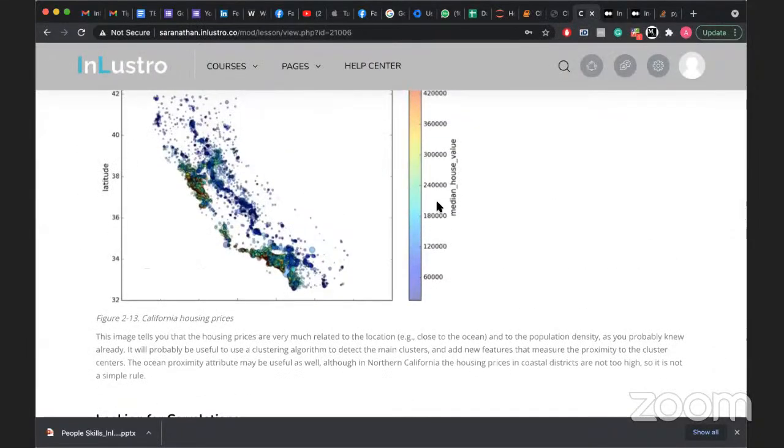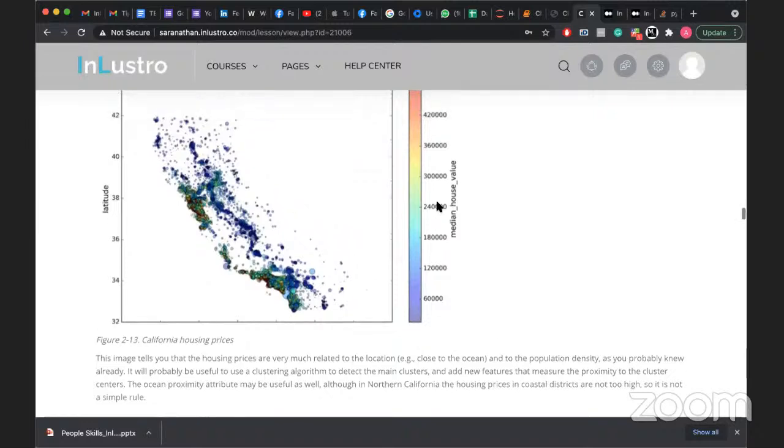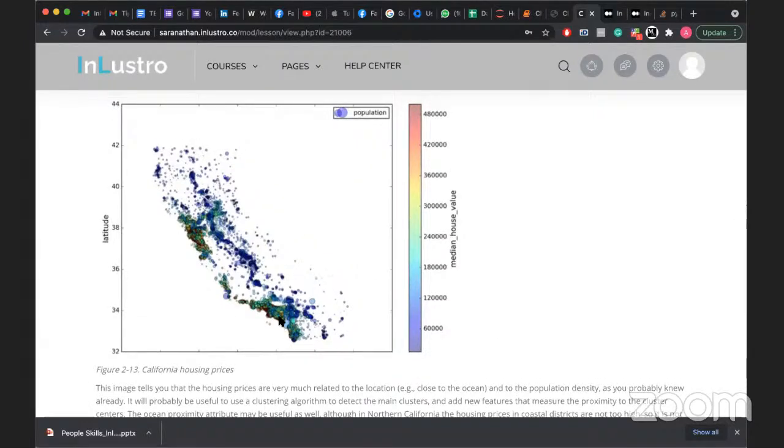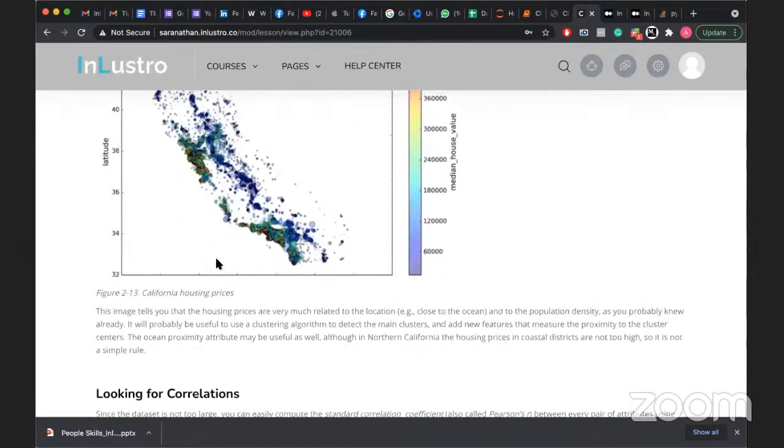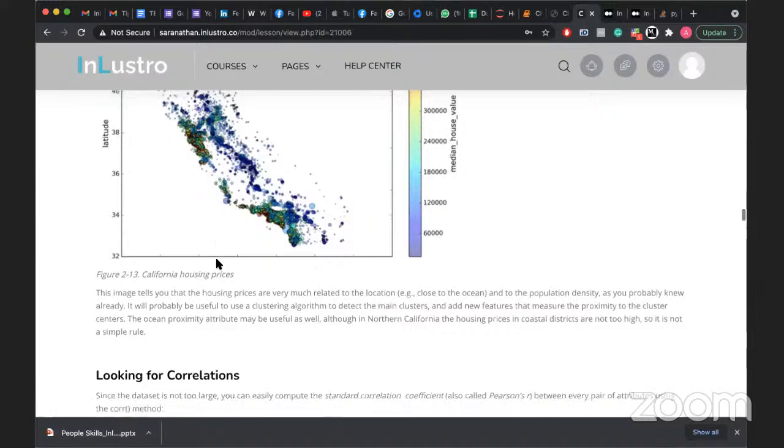Good. Now we're going to learn about a very important concept called the correlation value. The image tells you that the housing prices are very much related to the location, and the prices become higher as you go close to the ocean and to population density. It'll probably be useful to use a clustering algorithm to detect the main clusters and add new features that measure the proximity to the cluster centers. The ocean proximity attribute is also useful, although in Northern California the housing prices in the coastal districts are not too high, so it's not a simple rule.